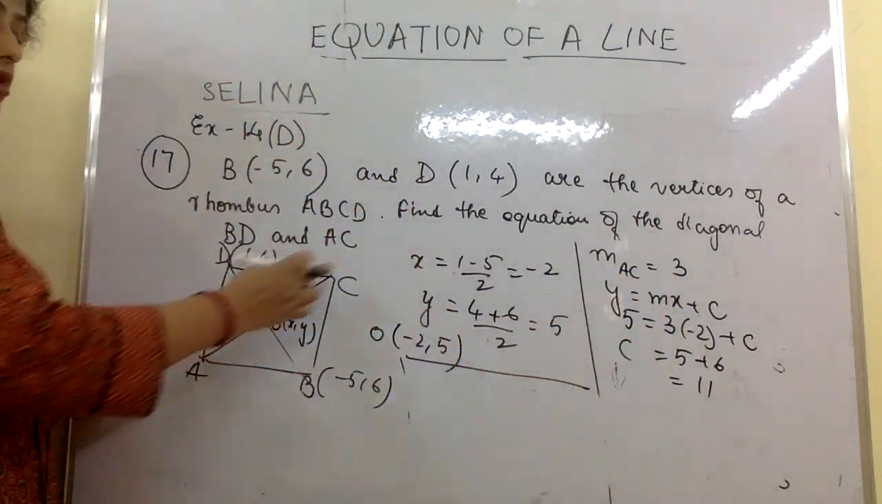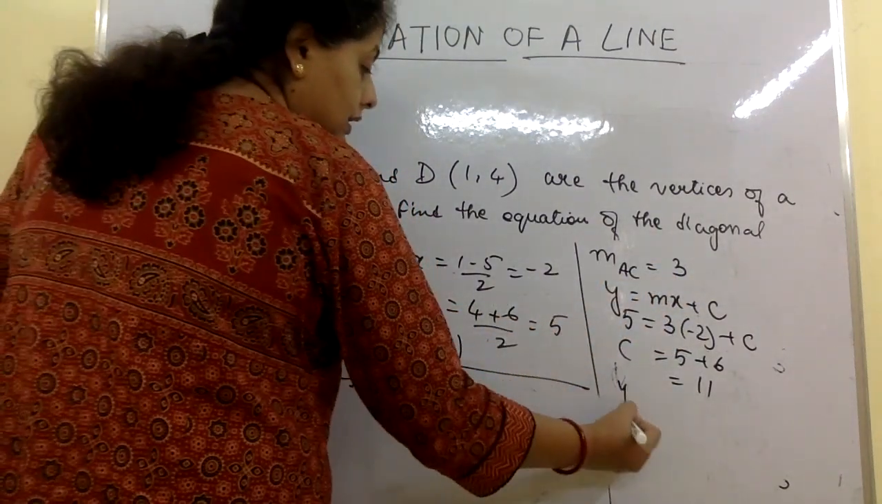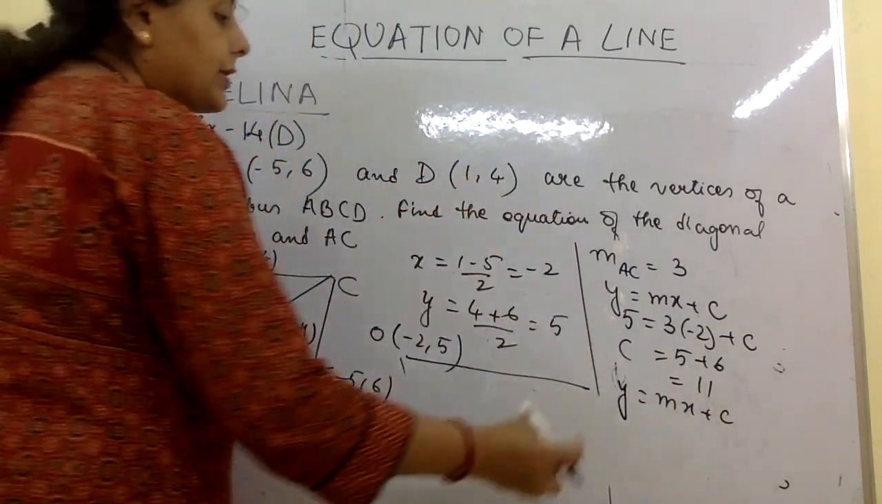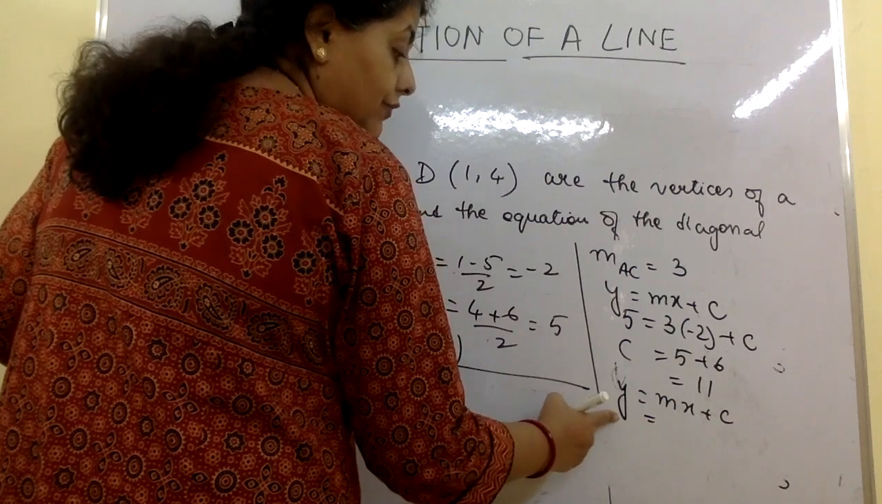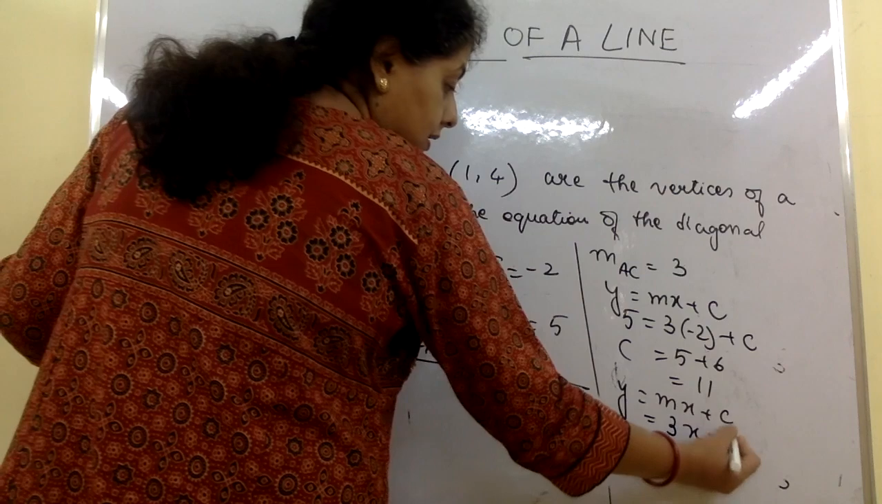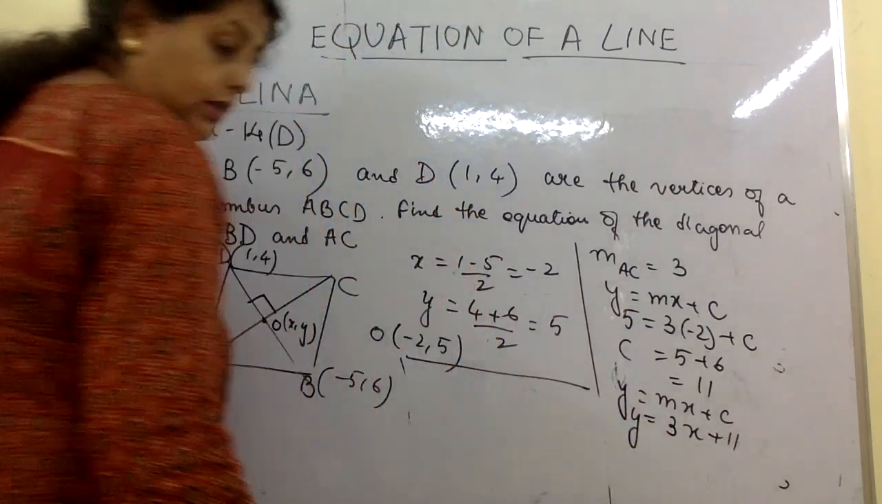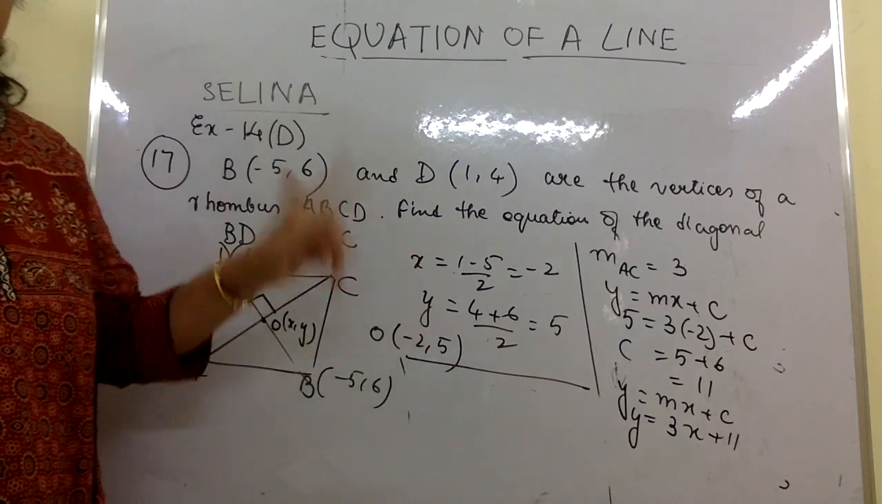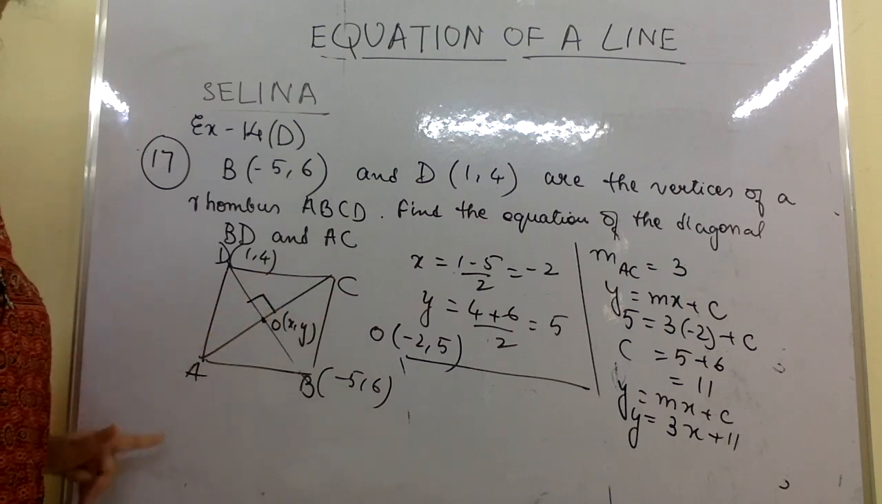Now I'll get the equation of AC. So y is equal to mx plus c. Now it is just fill in the blanks. Y I will not fill up, m I will fill, which is 3. x will be x and c will be 11. So y is equal to 3x plus 11 is my equation of AC.